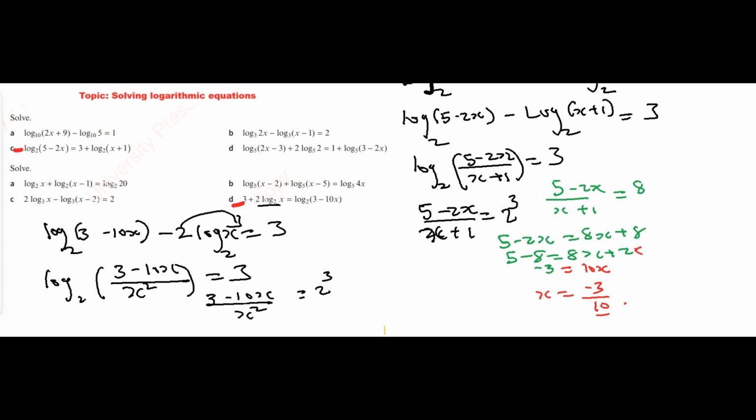Let me change my color to orange. So when you cross multiply here, I will have 3 minus 10x equals 8x squared. Okay, and that one will give me a quadratic equation: 8x squared plus 10x minus 3 equals 0. So let's solve that quadratically.